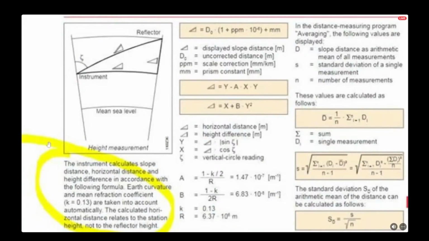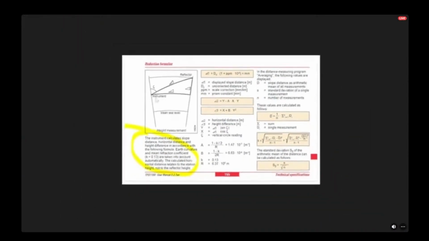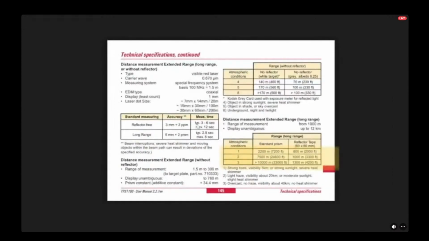So again, I'm going to read it one more time. This instrument calculates slope distance, horizontal distance, and height distance in accordance with the following formula. Earth curvature and mean refraction coefficient K equals 0.13 are taken into account automatically. The calculated horizontal distance relates to the station height, not to the reflector height. Interesting. I mean, really interesting.